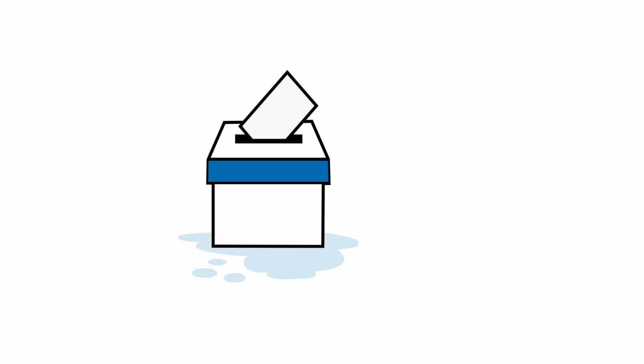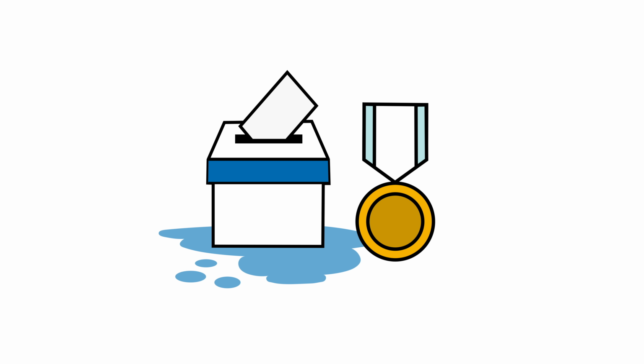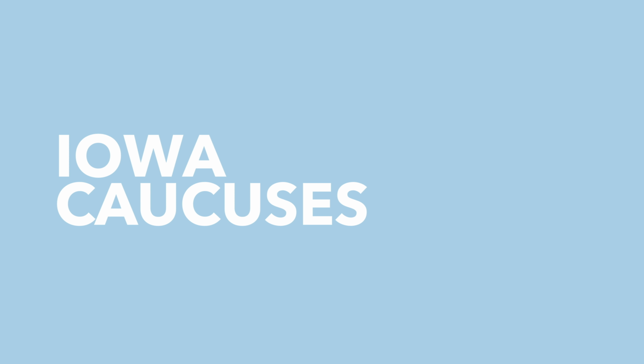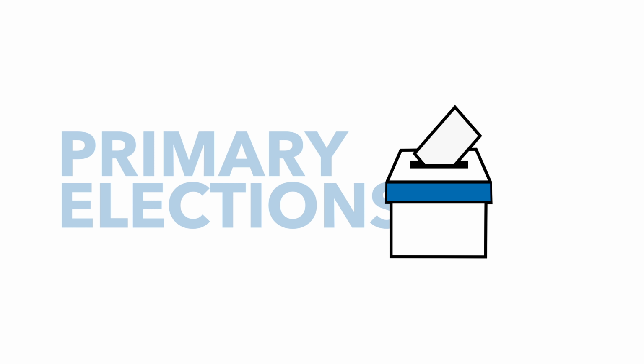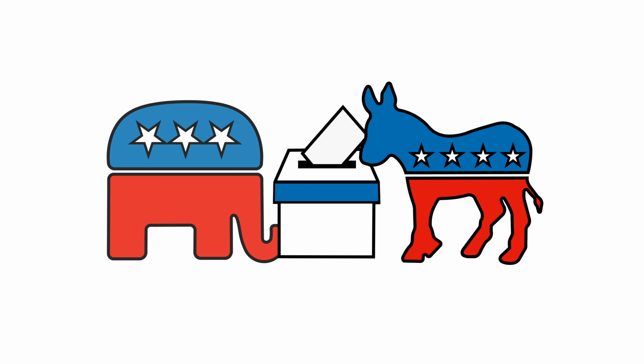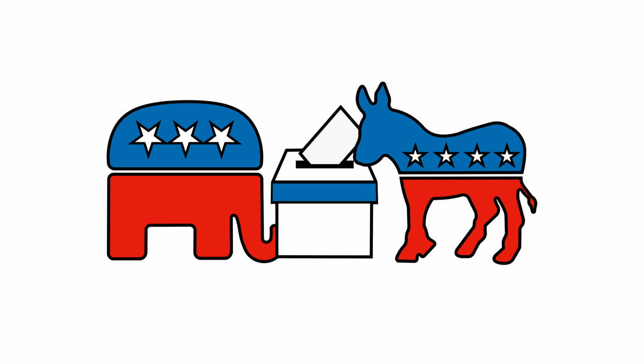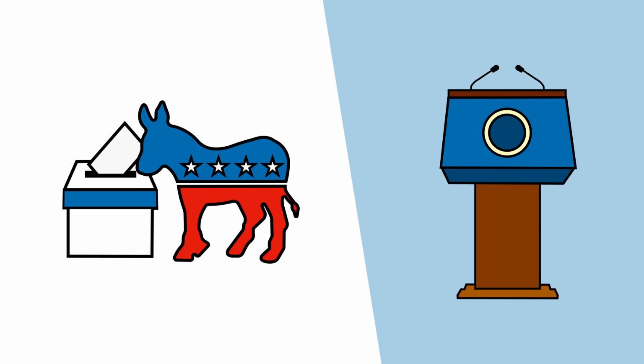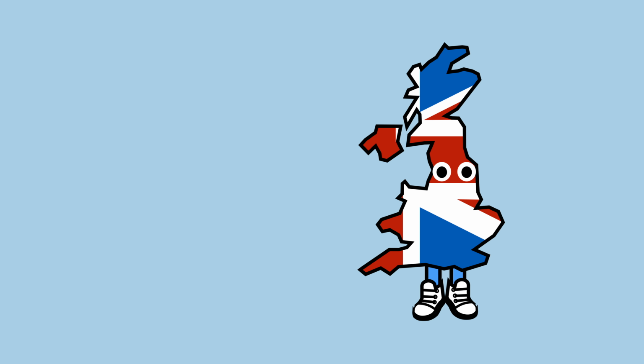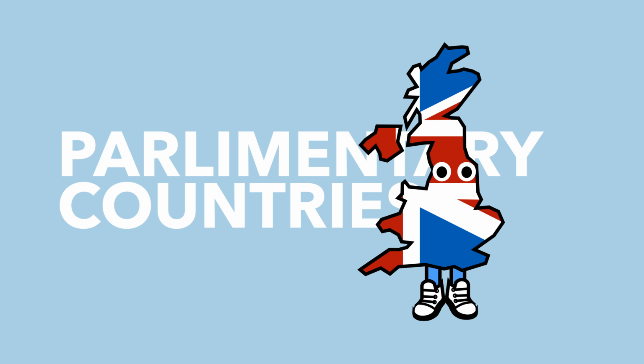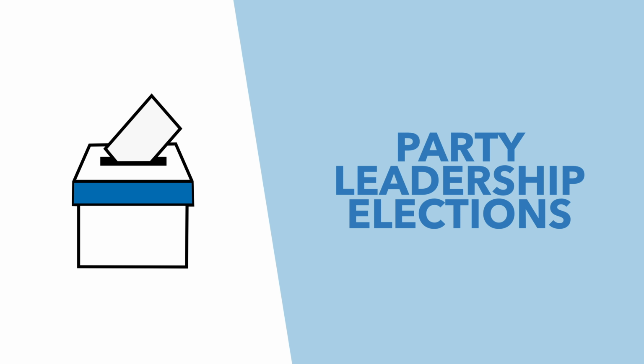So before we get into the mess or the result, let's quickly explain what caucuses are for a bit of context. The Iowa caucuses are the first in a series of votes that make up the primary elections in the United States. Primary elections are basically how the parties pick their nominee to run for office. In this case, the office of president. If you're from the UK or another parliamentary country, you can think of these as like party leadership elections.